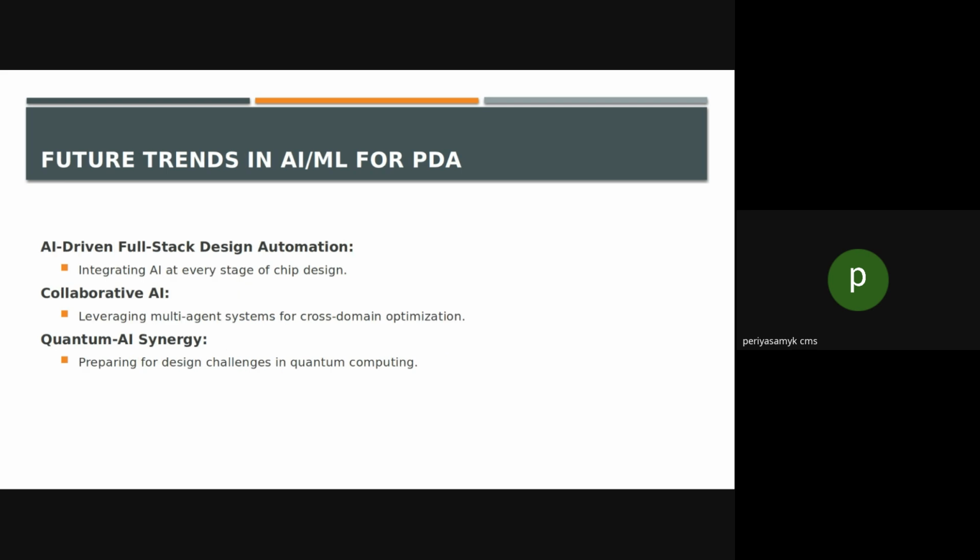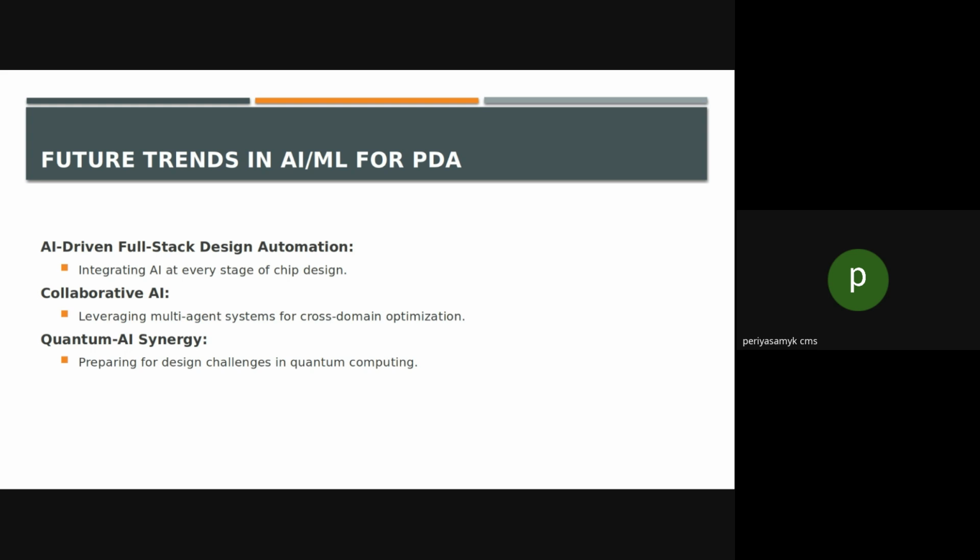Future trends in AI and ML for PD. AI-driven full stack design automation. Looking ahead, AI will drive full stack automation across the entire chip design process, from the high-level architecture stage all the way to tape-out. Full stack automation means that AI will be integrated into every stage of the design flow, from system level modeling and design exploration to placement, routing, and verification.